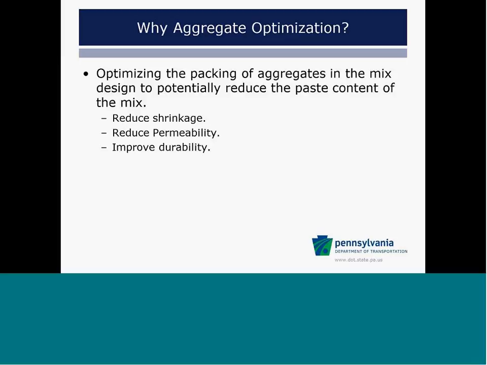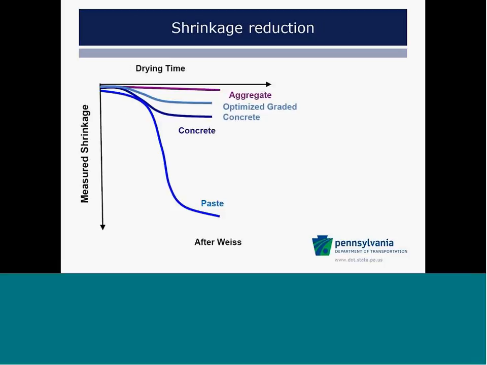The aggregate optimization enhances the packing of the aggregate in the mix design. It reduces shrinkage, potentially reduces permeability, and improves durability. It also makes the mix more able to be vibrated and more stable once you take vibration away. That's kind of the idea, where if it responds to vibration, it fills in the gaps. A coarse mix will have voids in it and be hard to close up. These mixes tend not to have those problems.